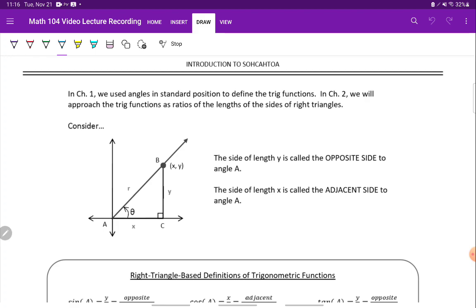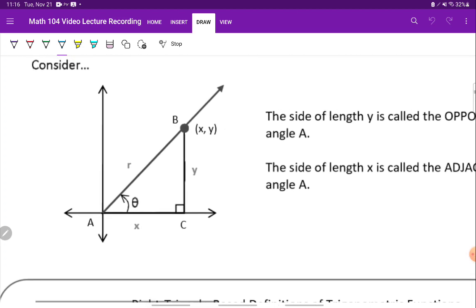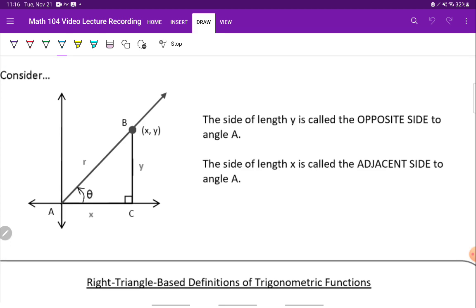Now, we're going to approach the trig functions as ratios of the lengths of the sides of right triangles. Consider this triangle that I have created here. The side of length y is called the opposite side to our angle A, which I also have labeled as theta. Right? So y is opposite because it's straight across. And then the side of length x is called the adjacent side to angle A because it's right next to it.